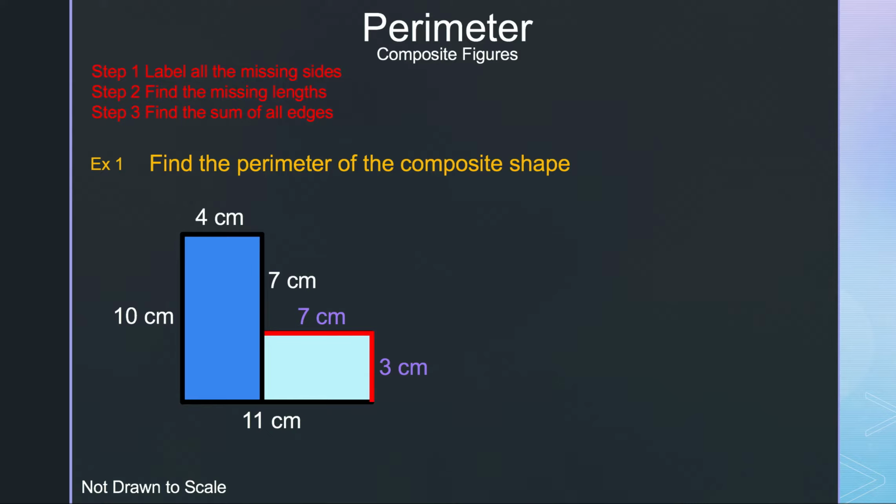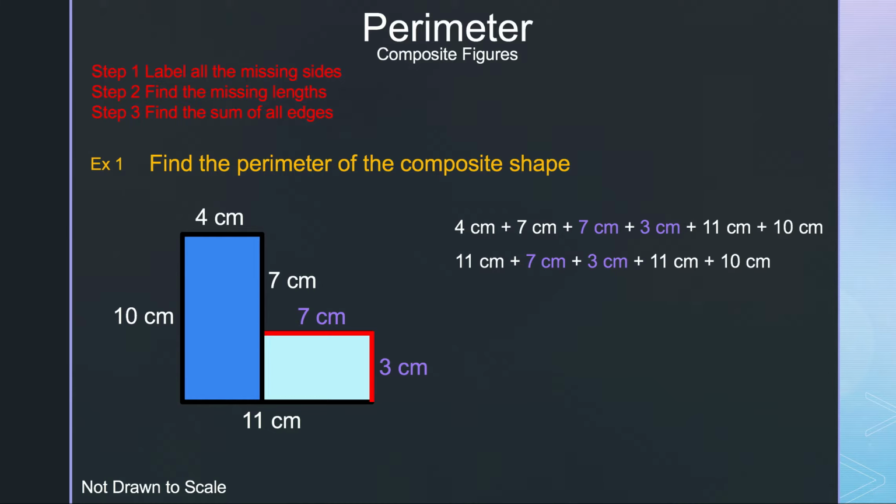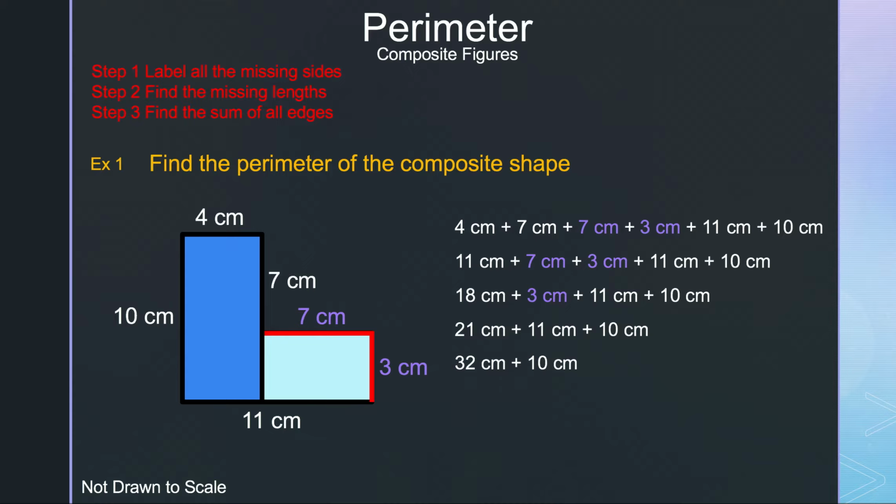Now we can do step 3. And what I usually do is pick the top left of the side length and start writing that one down and start working my way clockwise. And I keep that pattern so I don't forget any of the side lengths. So we write them down, and now we find the sum. 4 plus 7 is 11, plus 7 is 18, plus 3 is 21, plus 11 is 32, plus 10 is 42. So the perimeter of this figure is 42 centimeters.